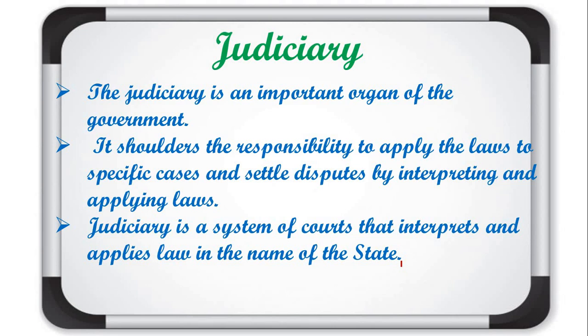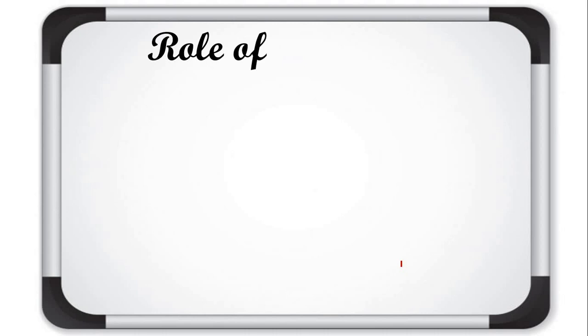It is a system of courts that interprets and enacts the rules and regulations in the name of the state, or in the name of our government. Now we will discuss the role of the judiciary. Understood, friends? Okay, now the role of judiciary.